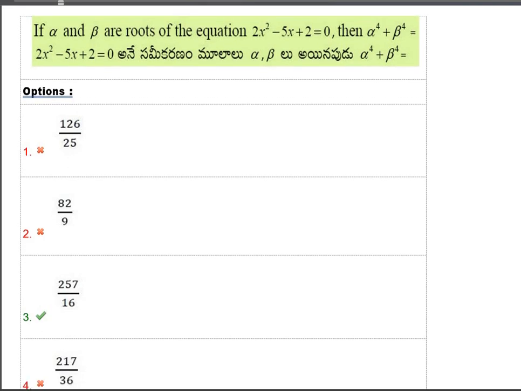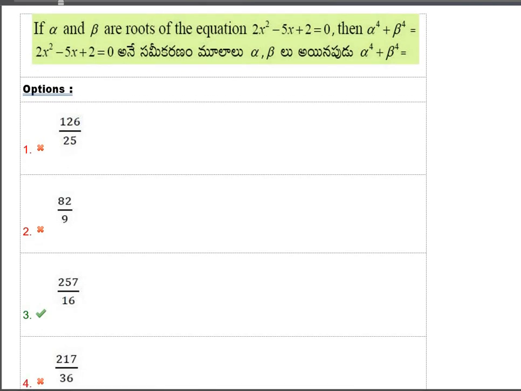Compulsory question is coming from the roots of the quadratic equation. Now what is given here? If alpha and beta are the roots of the equation 2a square minus 5a plus 2 is equal to 0, then alpha power 4 plus beta power 4 we have to find. So now what is the value of a in this equation? 2. What is the value of b? Minus 5. C equal to 2.